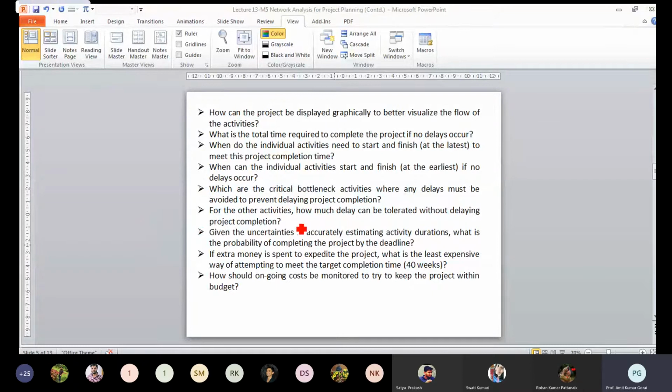Then, given the uncertainties in accurately estimating the activity duration, what is the probability of completing the project by the deadline? So we can also estimate the probability for that. If extra money is spent to expedite the project, what is the least expensive way of attempting to meet the target completion time within 40 weeks? How should ongoing cost be monitored to try to keep the project within the budget? So here, these are the questions.